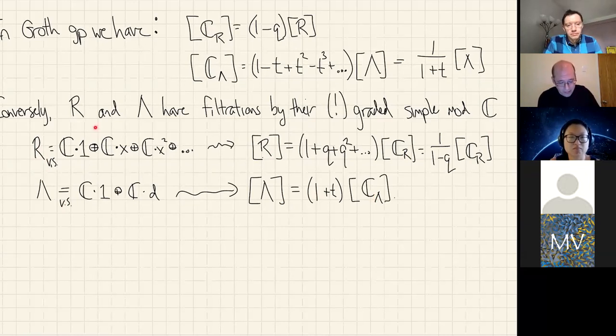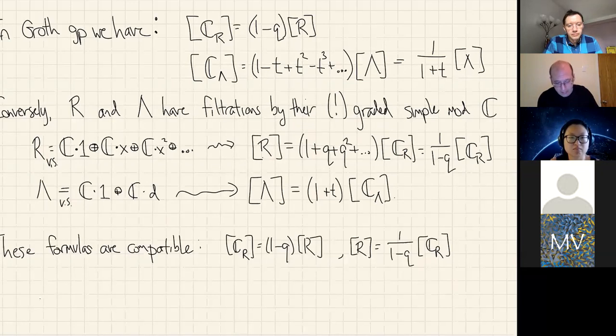So these two different ways of viewing it are completely compatible with each other, right? If C_R is equal to 1 minus Q R, which we argued with projective resolutions, while R is 1 over 1 minus Q C_R, we argued by choosing a basis. So these ideas go back and forth with each other.